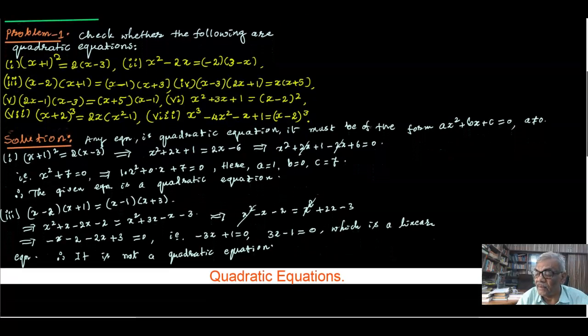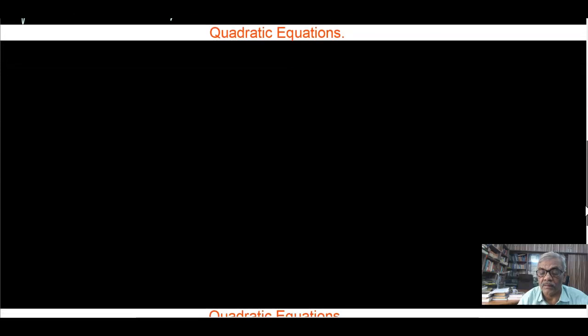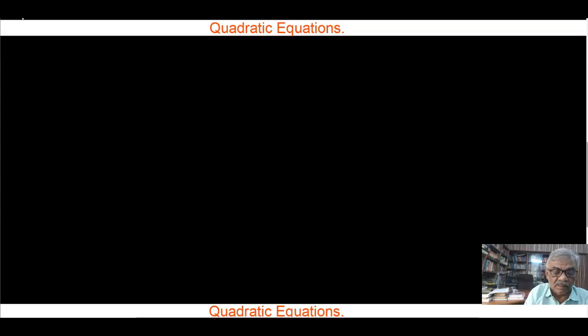And now you can see, we can consider the next example. I would like to take the fifth example, and the fourth I will leave as an exercise. 2x minus 1 into x minus 3 equal to x plus 5 into x minus 1. Now here you can multiply these two factors from the left hand side and also multiply the two factors from the right hand side.